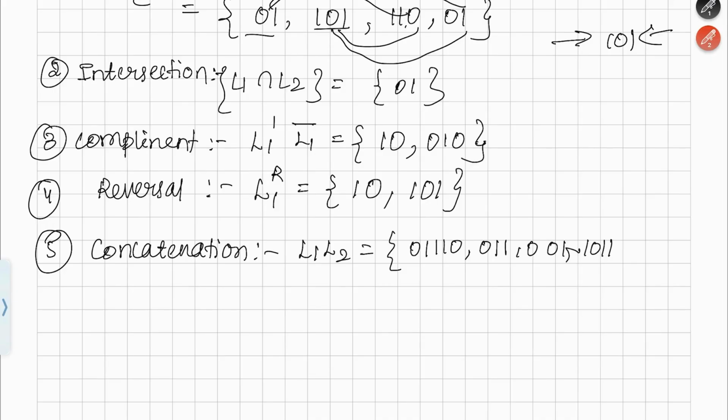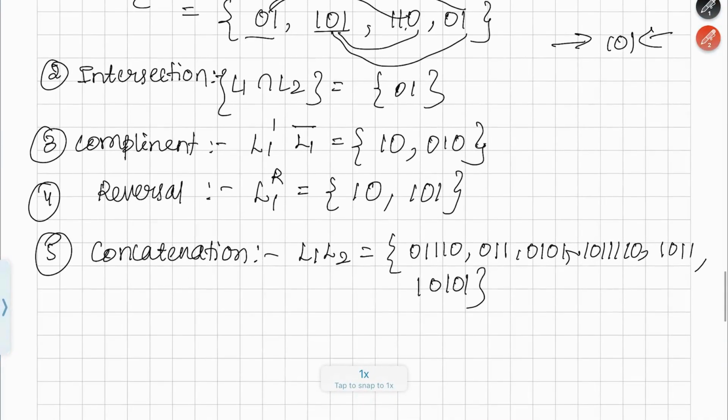Next I have 1 0 1 1 1 0. Next I have 1 0 1 1. Next I have 1 0 1 0 1. I have written those elements as they are, and along with that I have also combined or concatenated them here. So this was about the languages part.